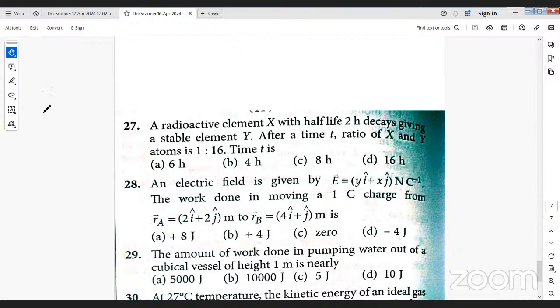See, t is given as 2 hours. Okay, so time is given as 2 hours. Convert it in terms of seconds. Okay, before that what we can do here is, according to the radioactive relation, it is N by N naught is equal to, what is the formula here, students?